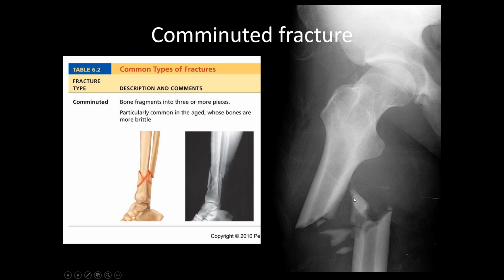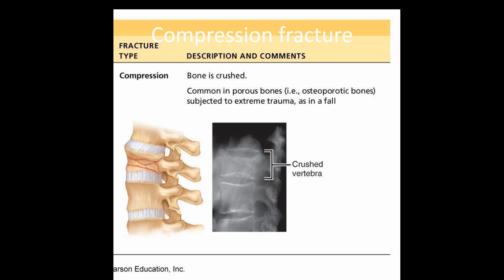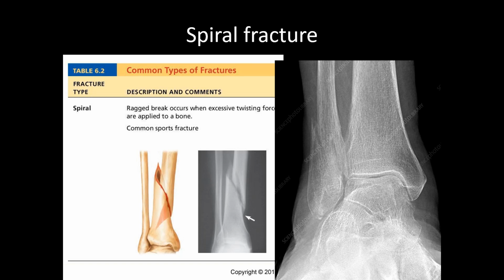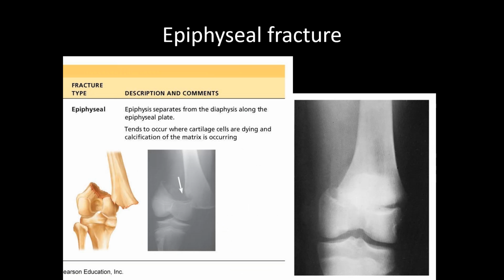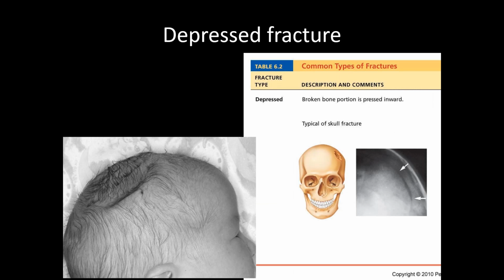After that, you have a few different kinds that are going to matter. Comminuted means that you broke the bone into 3 or more pieces. Compression means you smushed the bone. Spiral fracture means you twisted the bone. Epiphyseal fracture means you broke right at the epiphyseal plate, again usually in that calcification zone of the epiphyseal plate because you were killing the cartilage and made it weak in that spot. Depressed fracture means you've pushed something inwards.